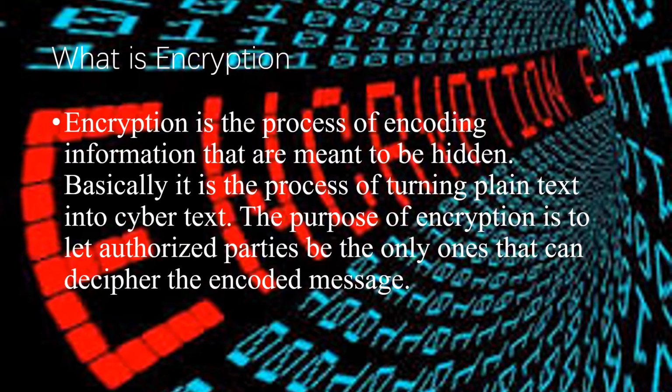What is encryption? Encryption is the process of encoding information that is meant to be hidden. Basically, it is the process of turning plain text into ciphertext. The process of encryption is to let authorized parties be the only ones that can decipher the encoded messages.